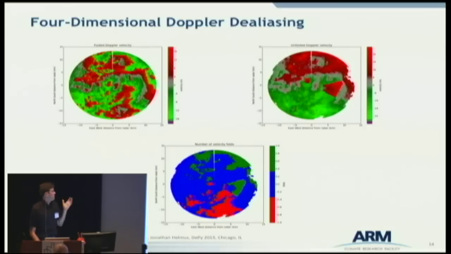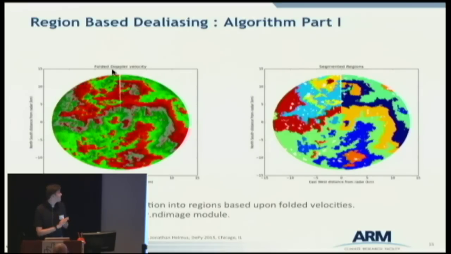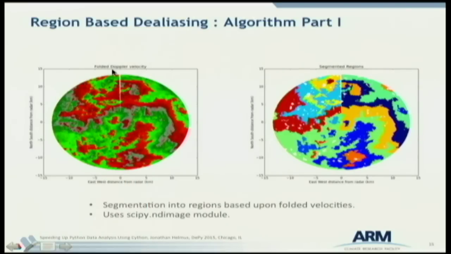So we're scientists, so we like to define algorithms. So we design our own. It's a two-step. The first thing is we say we're going to look for regions that have similar velocities. And we're going to segment our raw velocities into these regions. This is really fast. We use SciPy's ND image module. And you can kind of see the similarities.